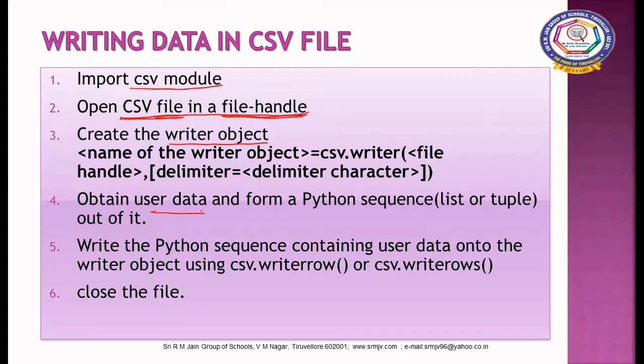Obtain the user data. Once the writer object has been connected with your file, you have to get the user data. That user data forms a Python sequence, that is, it may be in the form of a list or tuple. Write that Python sequence containing the user data onto the writer object using your writerow or writerows function. Once the job is completed, you need to close the file.